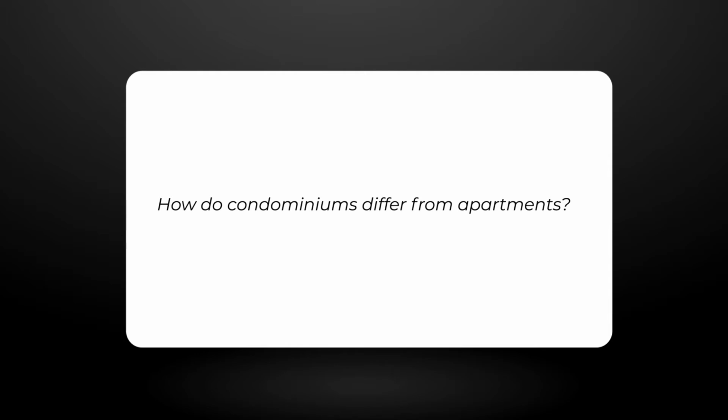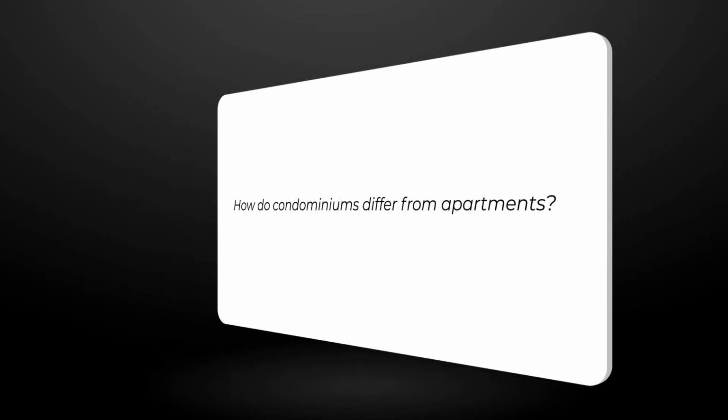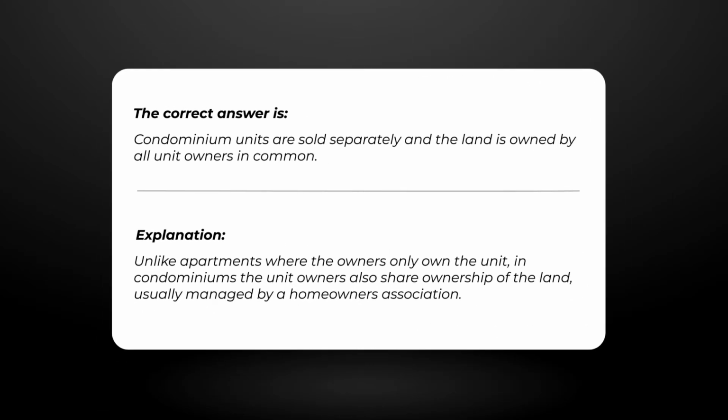How do condominiums differ from apartments? The correct answer is condominium units are sold separately and the land is owned by all unit owners in common. Explanation. Unlike apartments where the owners only own the unit, in condominiums the unit owners also share ownership of the land, usually managed by a homeowners association.